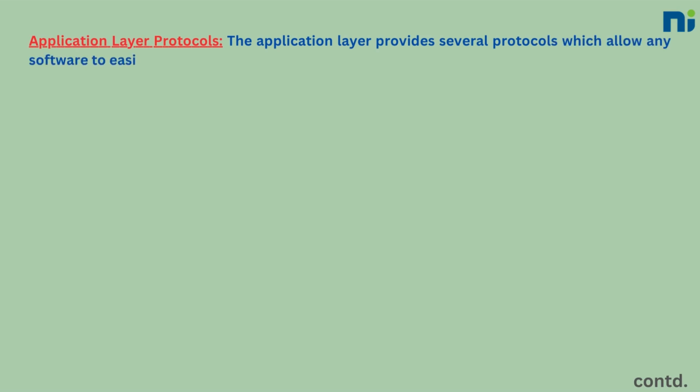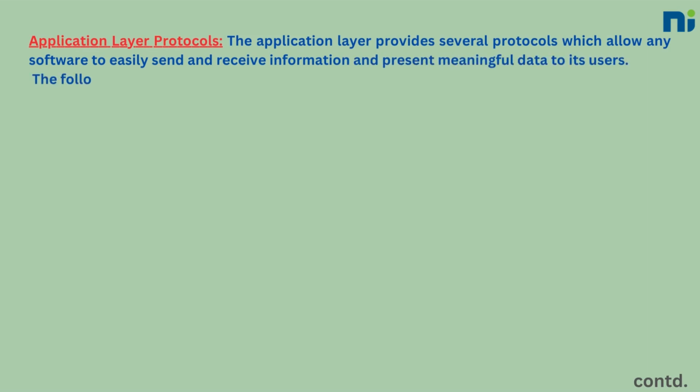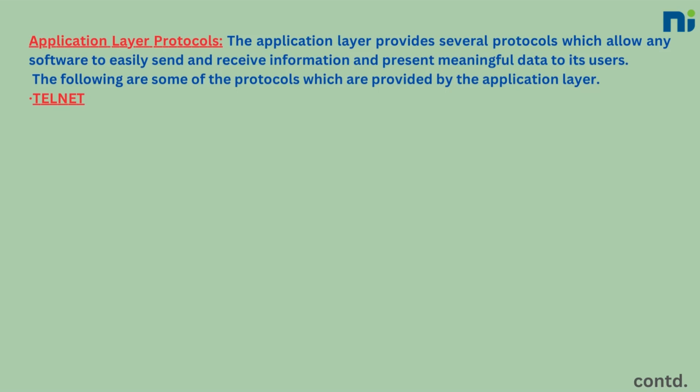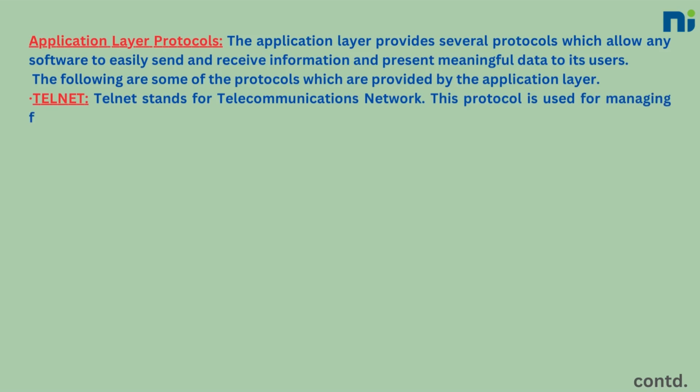Application layer protocols. The application layer provides several protocols which allow any software to easily send and receive information and present meaningful data to its users. The following are some of the protocols which are provided by the application layer. Telnet. Telnet stands for Telecommunications Network. This protocol is used for managing files over the Internet. It allows the Telnet clients to access the resources of the Telnet server. Telnet uses port number 23.